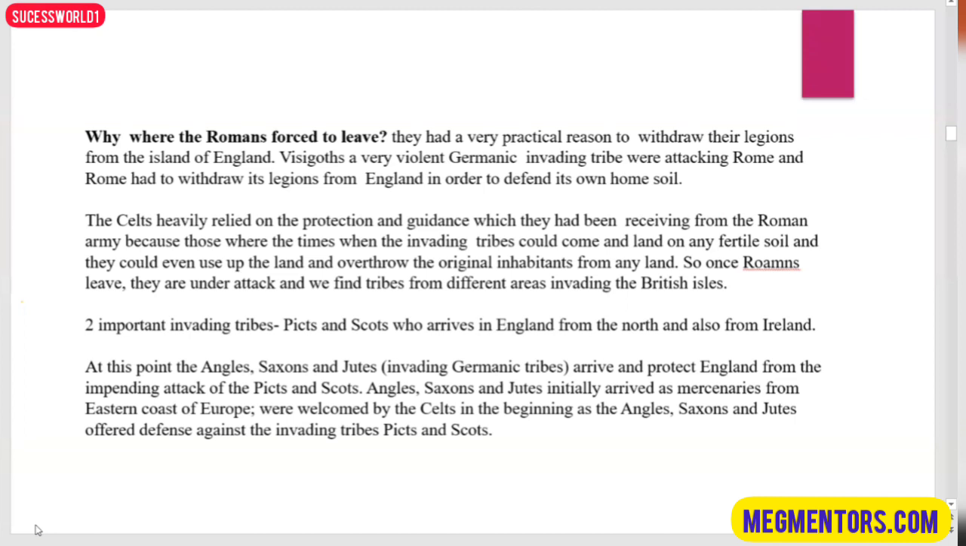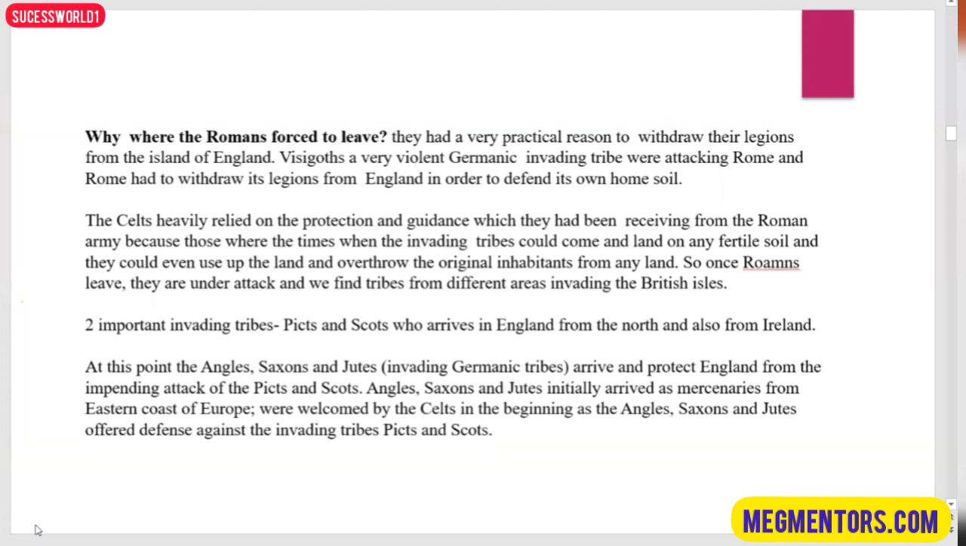At this point, the Angles, Saxons, and Jutes, three invading Germanic tribes, arrived. Remember, they were Germanic, right? They are responsible for bringing German influence into England and subsequently the English language. They arrived and protected England from the impending attack of the Picts and Scots. At one point, they were welcomed by the Celts. Why? Because they were helping the Celts fight the Picts and Scots.